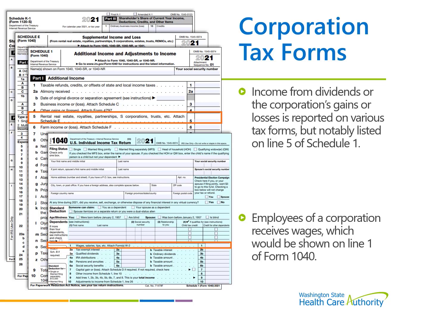Employees of a corporation will receive wage stubs and IRS Form W-2 with the totals reported on line 1 of IRS Form 1040. It is not uncommon for shareholders of a corporation to also be an employee of that corporation and thereby receive both wages and dividends.